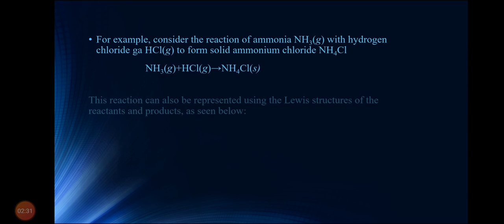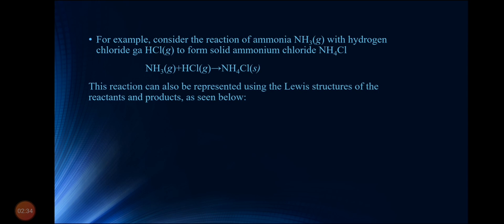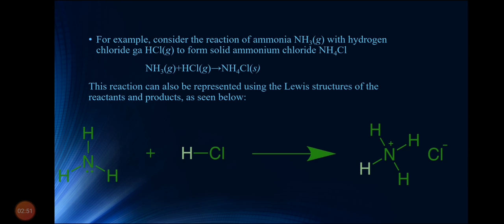Okay, now for that you have to consider this general example in which you can see NH3, which is called ammonia. It reacts with hydrogen chloride gas, that is HCl, and they form ammonium chloride, NH4Cl. This reaction can also be represented by structures, as you can see here. You can see NH3. Nitrogen has formed 3 bonds with hydrogen, while the 2 dots show that there is a lone pair of electrons on nitrogen.